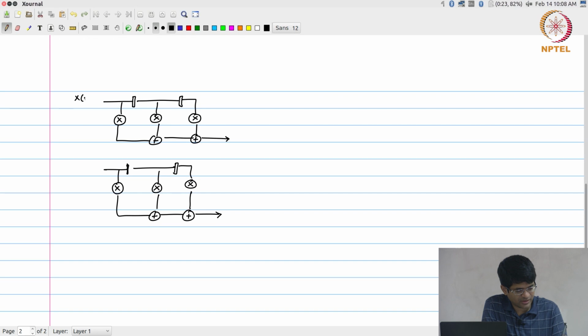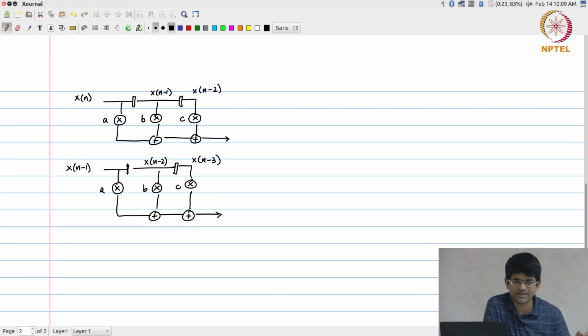So I have x of n feeding in here, and let's say I have x of n minus 1 feeding in here. Now what this architecture effectively means is x of n minus 1 is also being computed over here, or rather being produced over here, and x of n minus 2 is being produced over here. At this point it is x of n minus 2 and x of n minus 3. The multipliers, coefficients ABC remain the same, the adders structure remains the same, right.